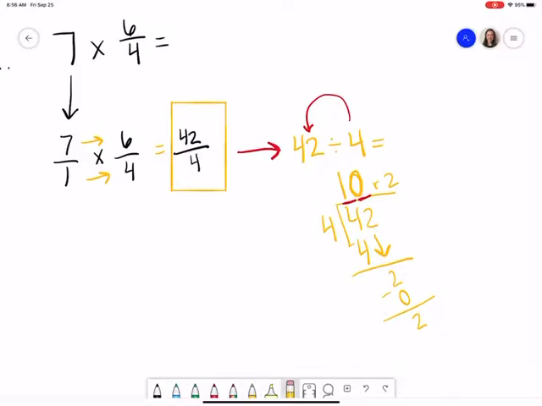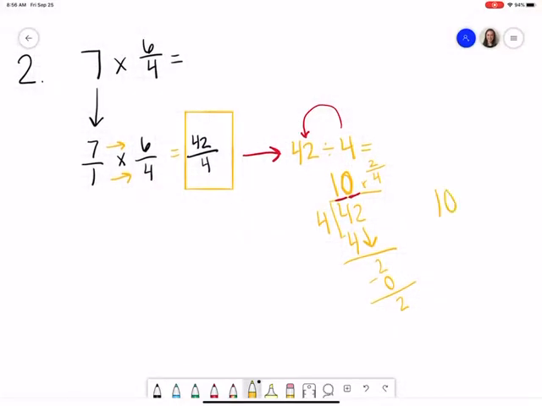Okay, so now I've got a remainder of 2, which we know with our remainders, it's the same thing as saying we have 2 left that were supposed to go into 4. Okay, but we don't have 4 whole ones left to create another group. Okay, so we have 10 and 2/4.